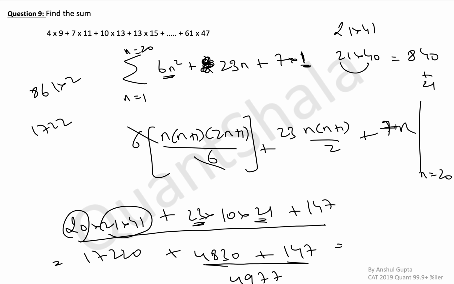Oh, I made a mistake here. So this is 7 into 20, right? 140, not 147. This is 140. So we'll get 4970 here. Adding 17,220 and 4970, we'll get 22,190. So this is the answer for this question, 22,190.